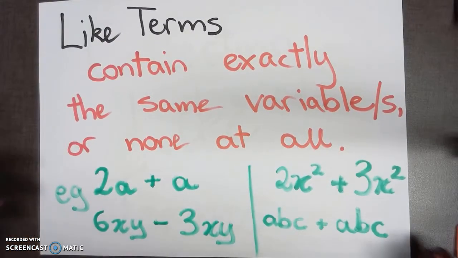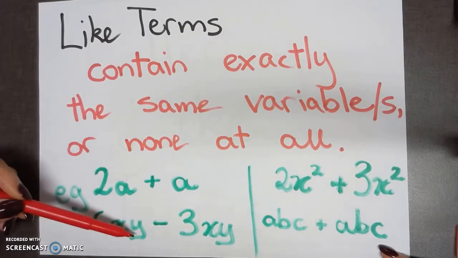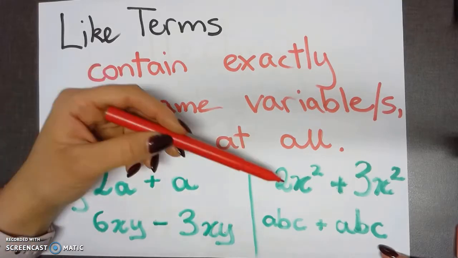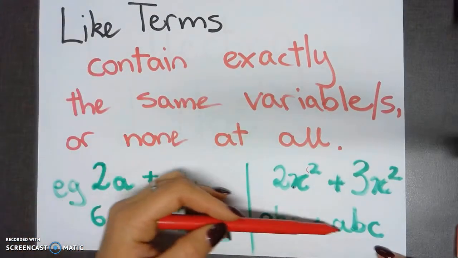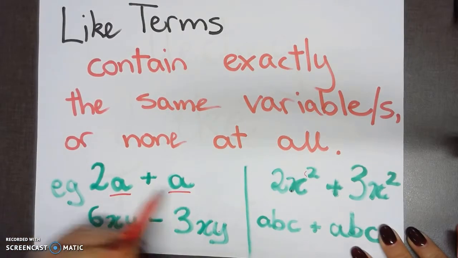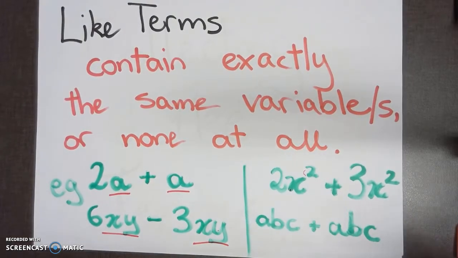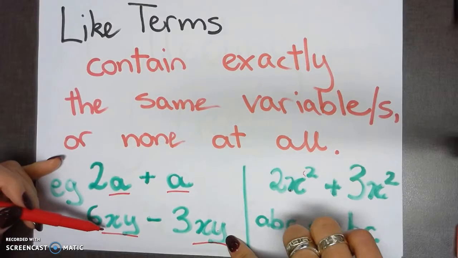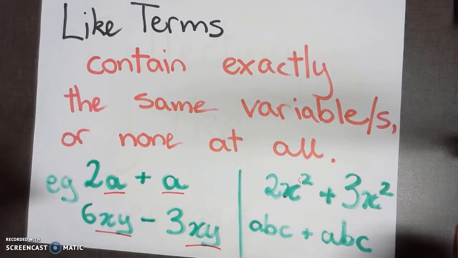Like terms contain exactly the same variable or variables, or none at all. Some examples are 2a plus a, 6xy minus 3xy, 2x squared plus 3x squared, and abc plus abc. In each example you can see that the variables are identical in every expression. You can think of these as families: the a family, the xy family, the x squared family, and so on. They've got to be exactly identical.